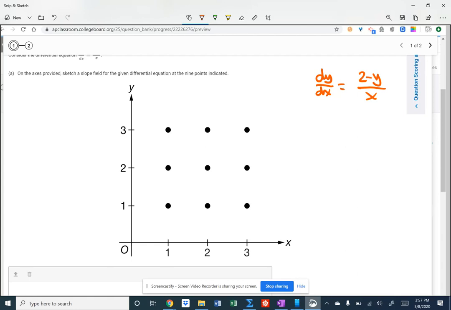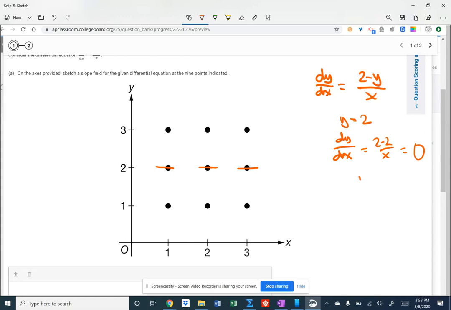Now, the easy thing here is if y equals 2, then dy over dx is going to be 2 minus 2 over x, which is going to be 0 over x, which is going to be 0 because x is positive here. So right along y equals 2, it's going to have horizontal segments. In the scoring of this, they give 1 point for the line segments with 0 slope. So that's 1 point right there for just getting that. The other point, because this is a 2-point question, comes from the rest of the line segments.